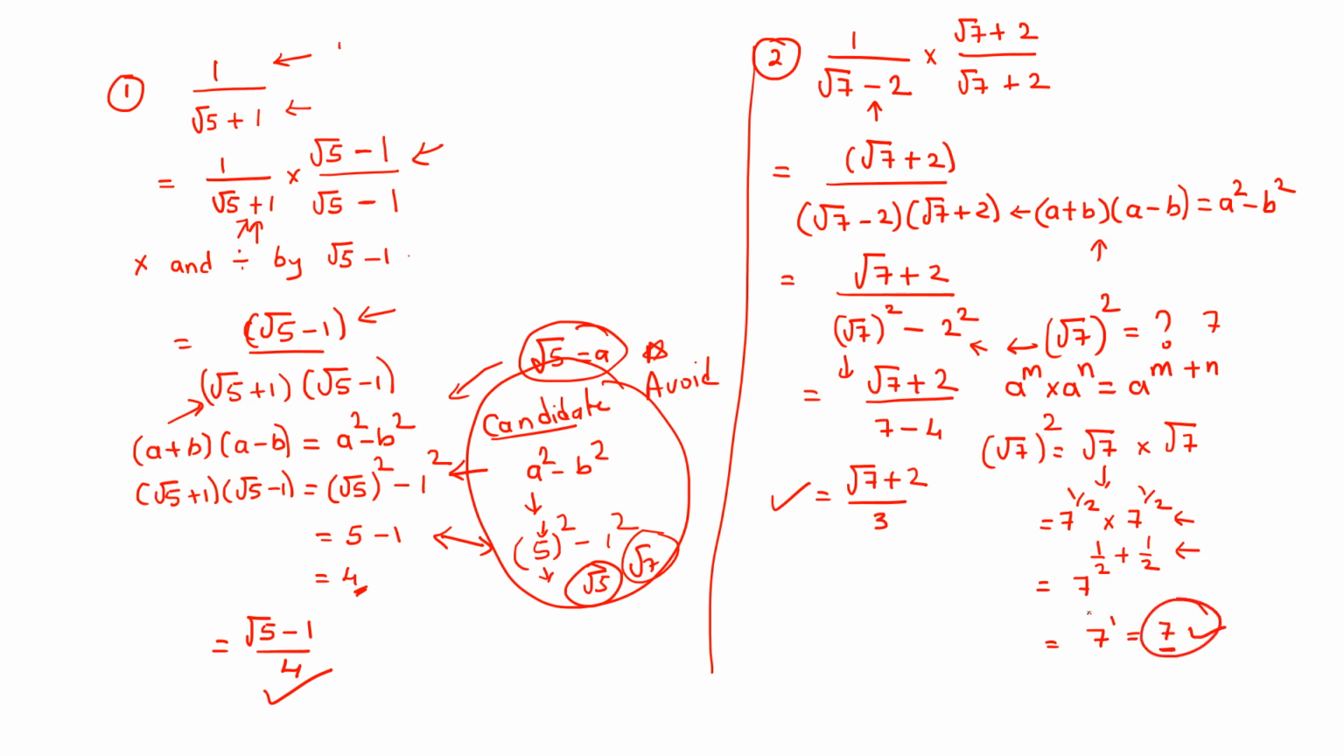So that's the reason you have to keep one thing in mind. You can just keep one note in your mind. Suppose if I write root 2 square, the answer is 2. Suppose if I write root 3 square, the answer is 3. Root 5 square, the answer is 5. Root 7 square, the answer is 7.